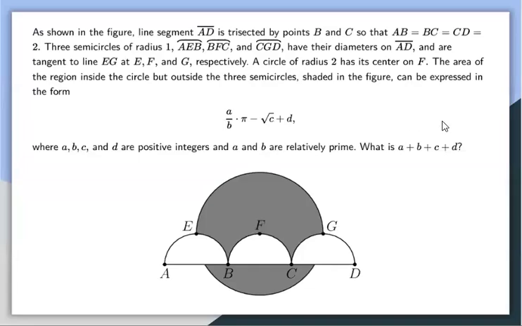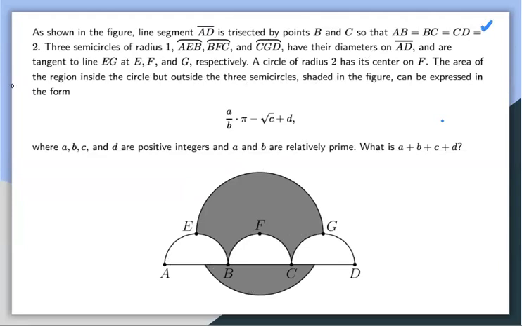Okay, so we have another AMC problem. This was number 20 on the 10B and number 15 on the 12B. We have a bunch of circles, and we want to find the shaded region in terms of an expression. What we know is that AB, BC, and CD are given as 2 units.